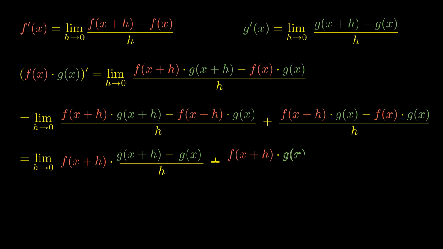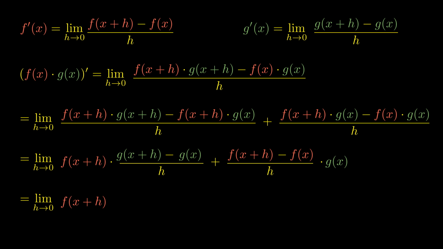Let's do something similar with our second fraction. Notice that both of our terms of the second fraction's numerator contain g of x, so we factor that out of the second fraction, and we are left with f of x plus h minus f of x over h times g of x. Now with everything separated and factored out, we can apply the limit as h goes to 0 to each successive term.